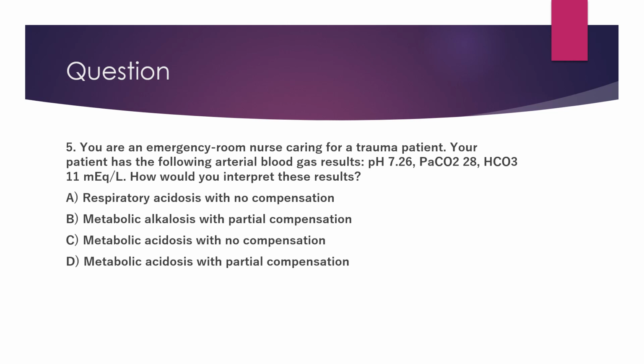You are an emergency room nurse caring for a trauma patient. Your patient has the following arterial blood gas results: pH 7.26, PaCO2 28, bicarb is 11. How would you interpret these results?